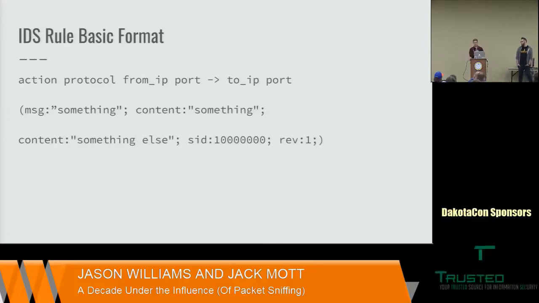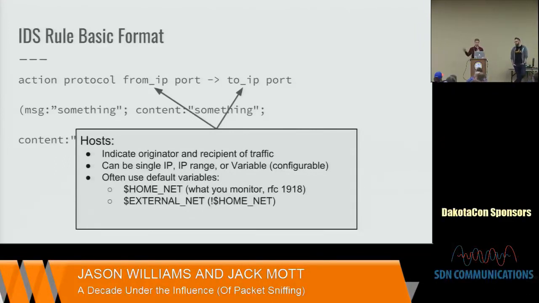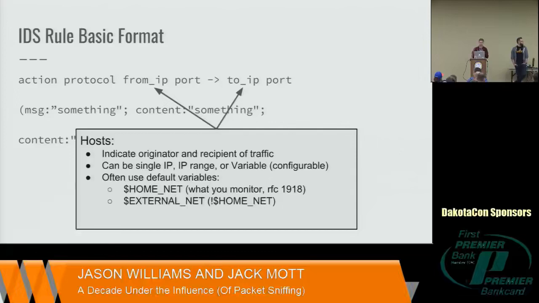So after giving it an action and a protocol, we want to talk about who's talking to who and how. This is where we indicate who started the conversation and who they're talking to. This can be a single IP address, an IP range, or a variable. That was something we saw in the screenshot of the YAML configuration.